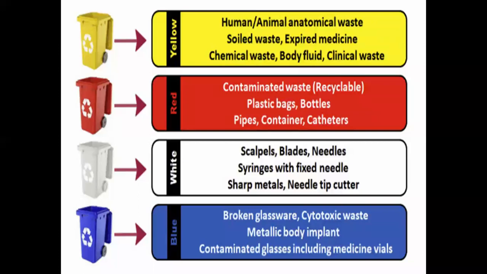So let's see. Okay, so there are 4 bins: yellow, red, black, white, and then blue. Okay, there are 5. Black is meant especially for general waste, like your papers and your food waste. Okay, so let's see the yellow bins.